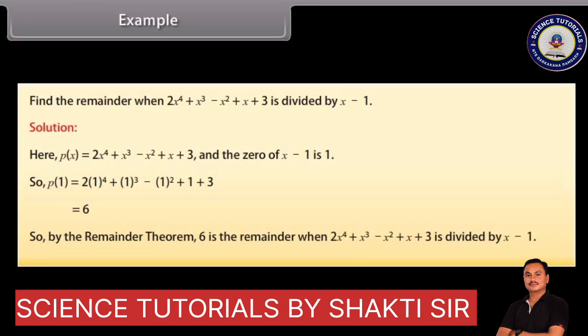So, by the remainder theorem, 6 is the remainder when 2x^4 + x^3 - x^2 + x + 3 is divided by x - 1.